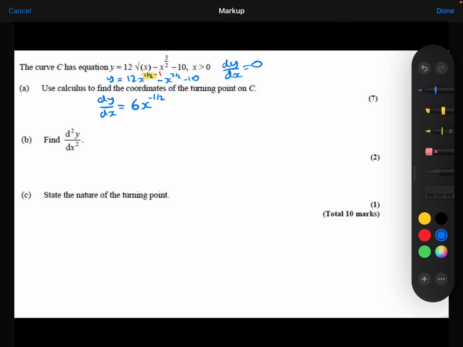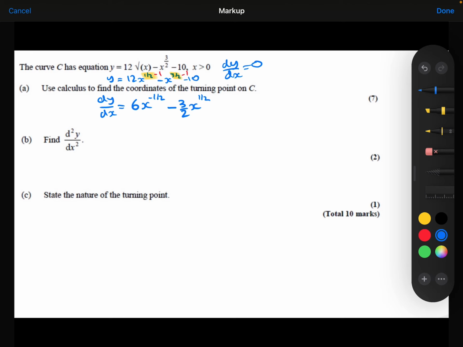Then the next term, again we're going to multiply by the power. So we'll have 3 over 2 times the minus x, which will be minus 3 over 2 x. And then we'll take 1 away from the power. So 3 over 2 take away 1 is 1/2. Finally, the minus 10 on the end there, when I differentiate that, that will just be 0. So that's it, we've differentiated.